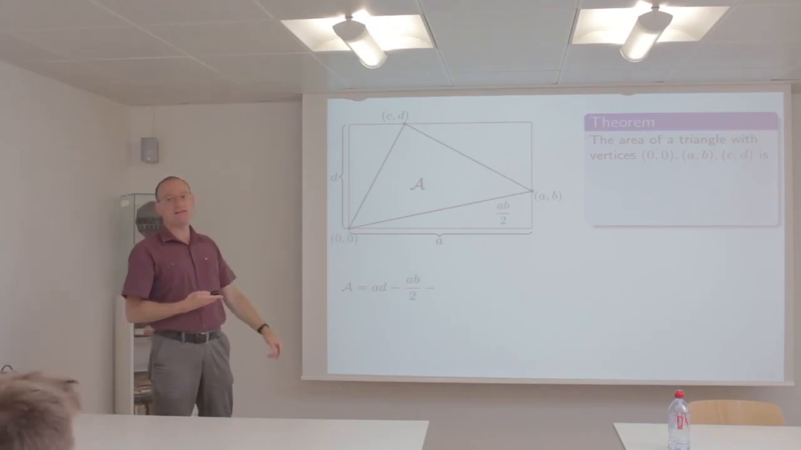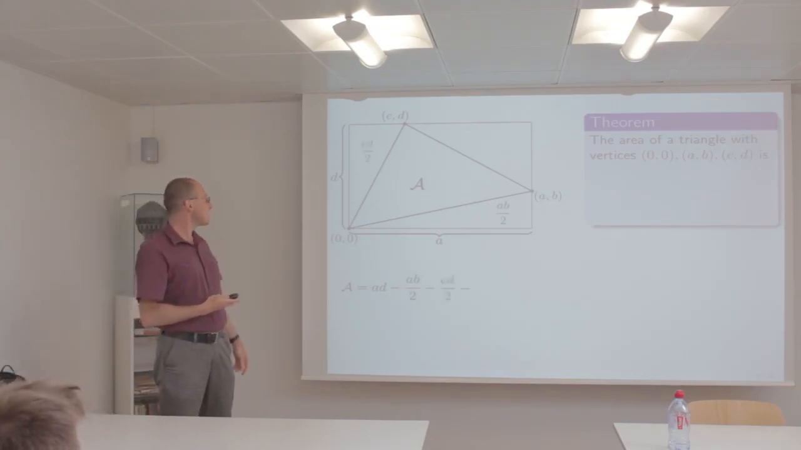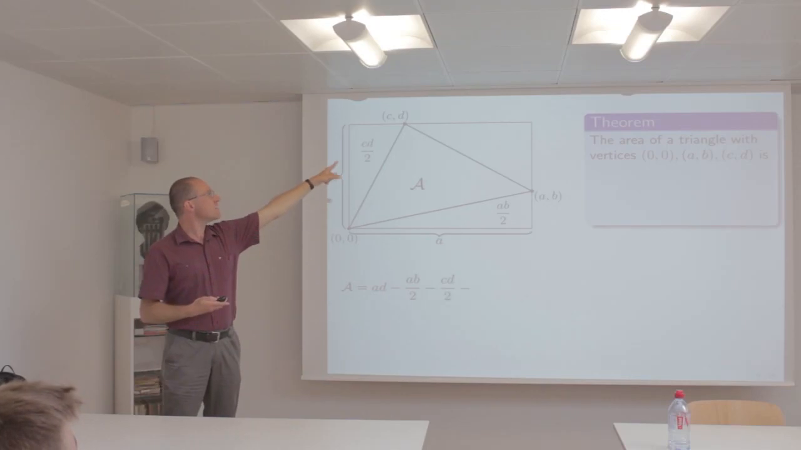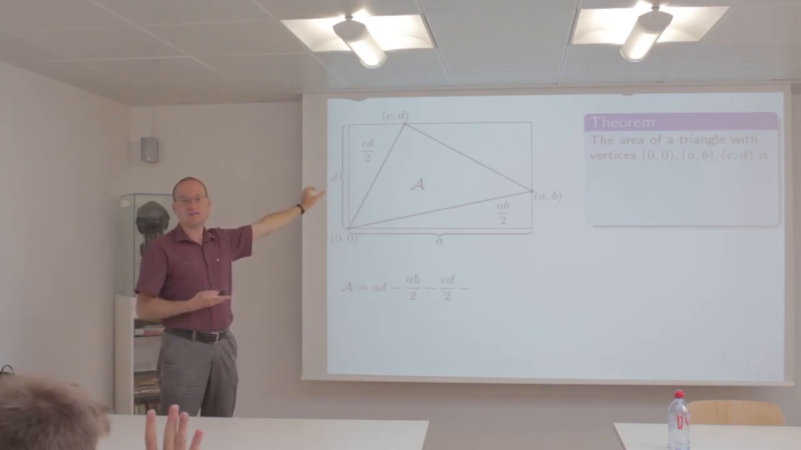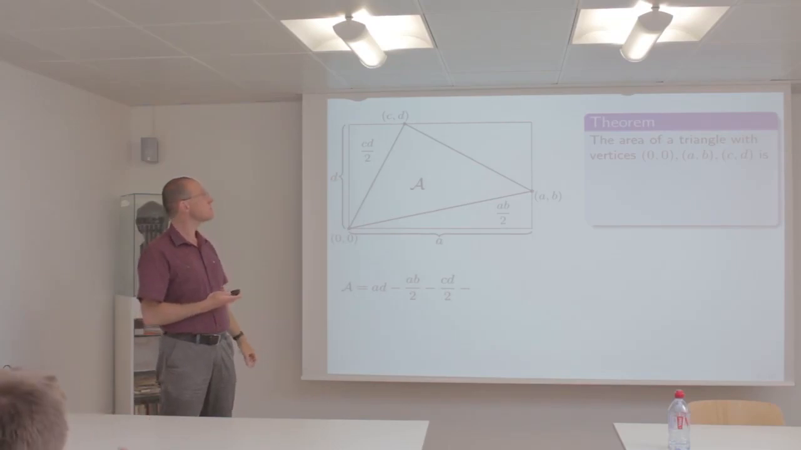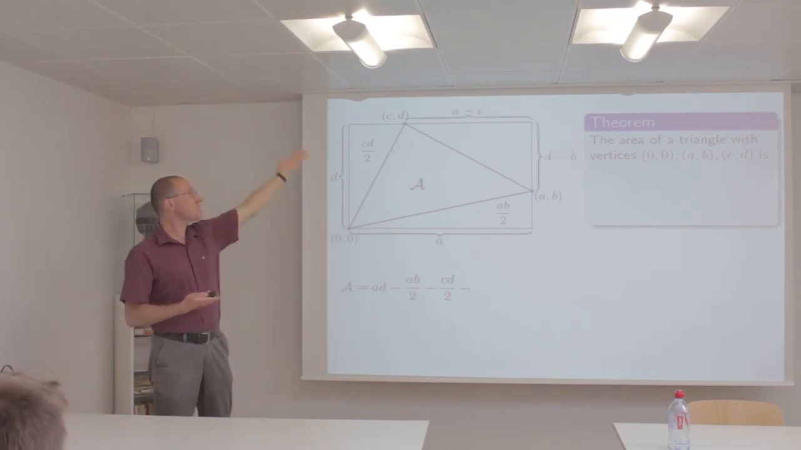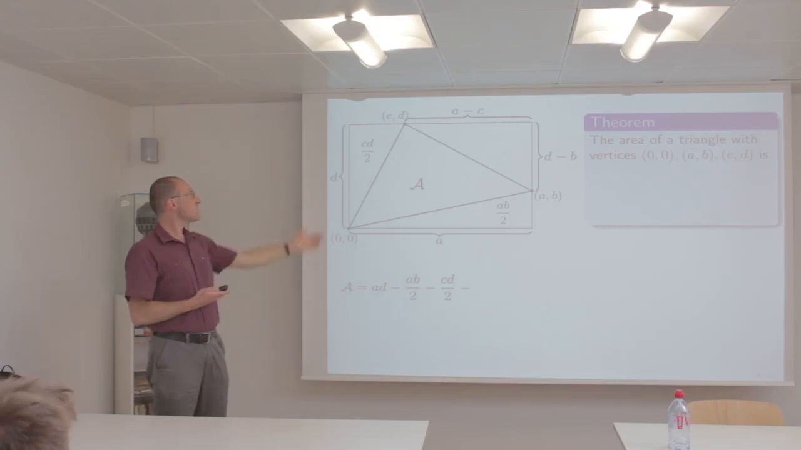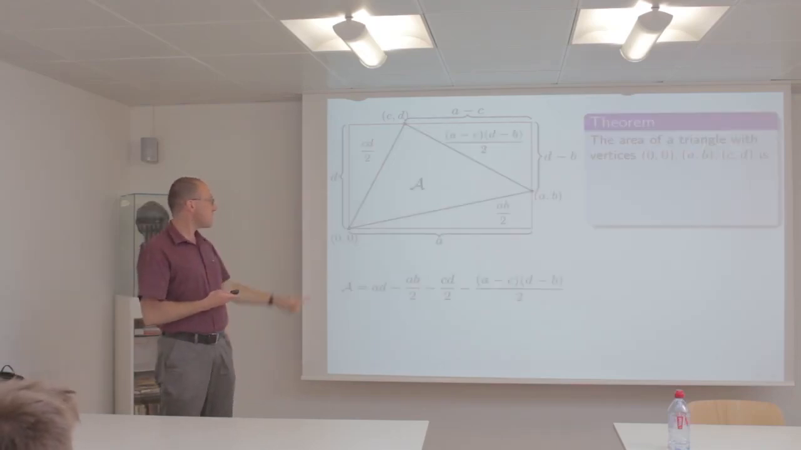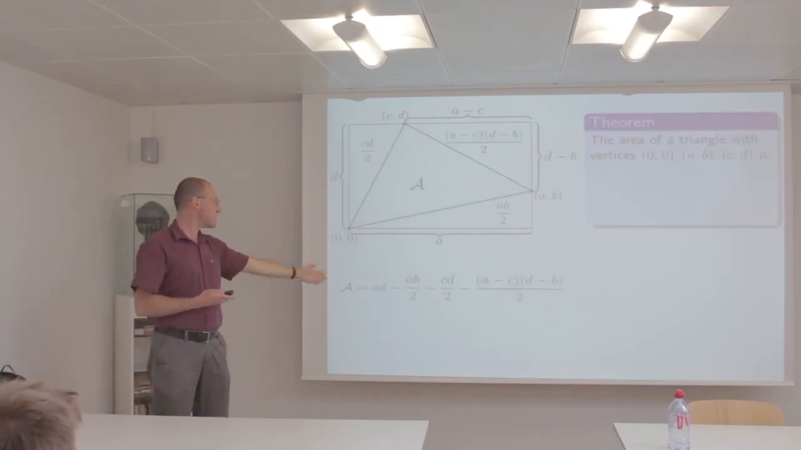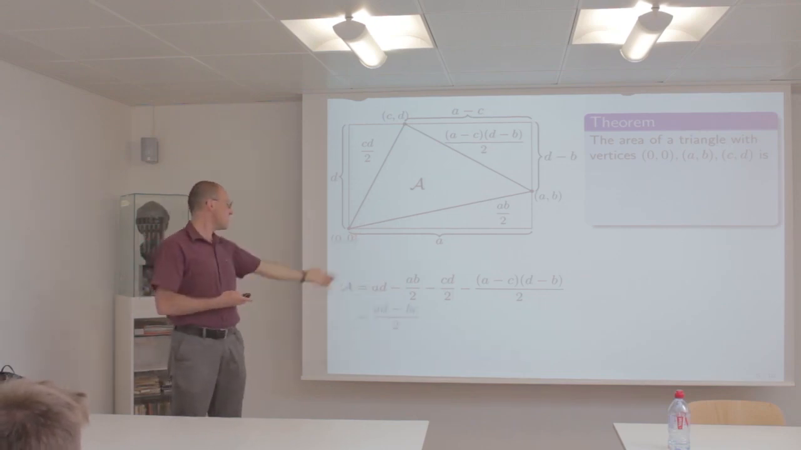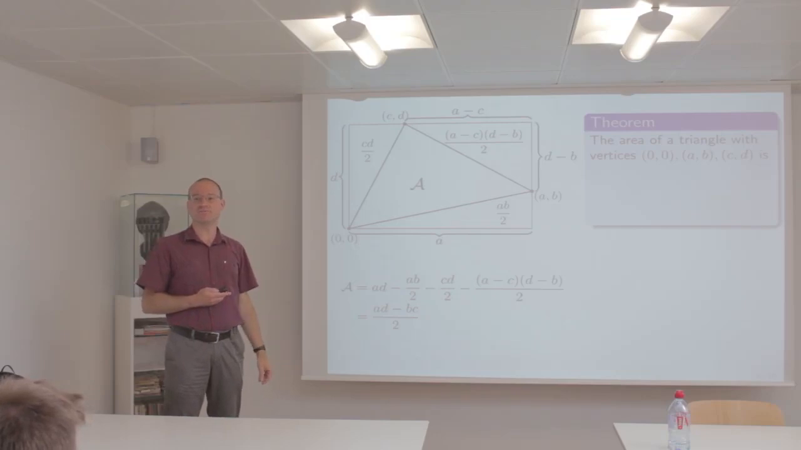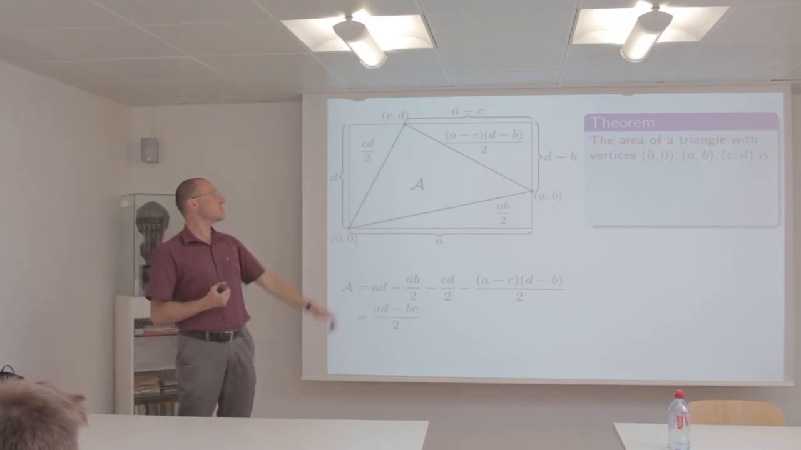What is the area on the left? C times D divided by 2, absolutely. What are the lengths of the legs of this last triangle? Yes? A minus C and D minus B. A minus C and D minus B, absolutely. So the area would be A minus C times D minus B, divided by 2, subtract that as well. When you work it out, open the brackets, cancel everything, you get AD minus BC over 2. Very easy. AD minus BC over 2.